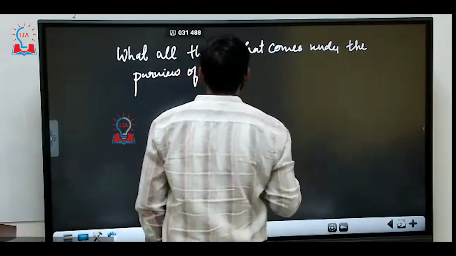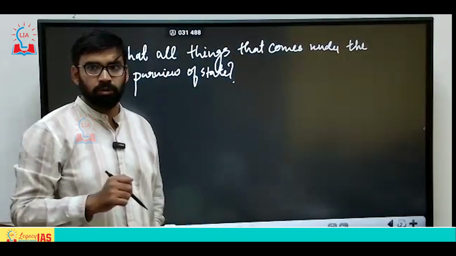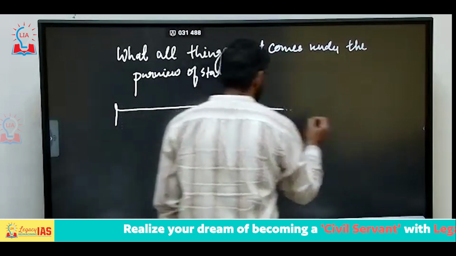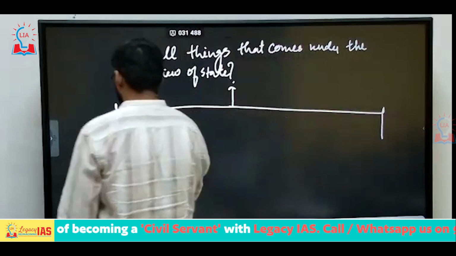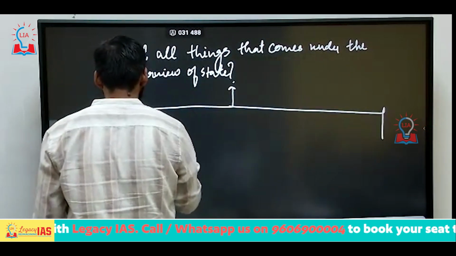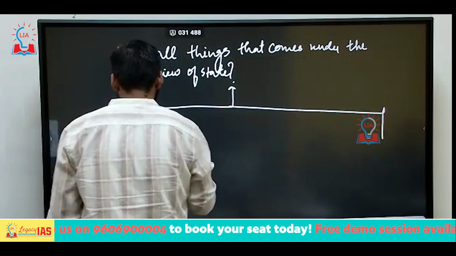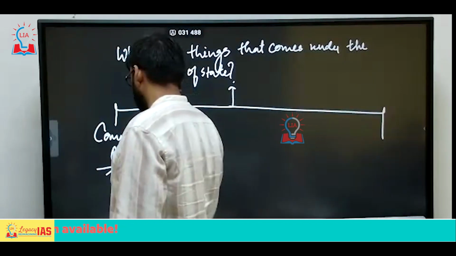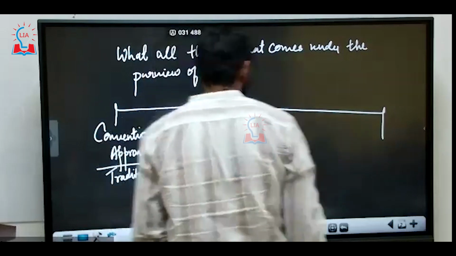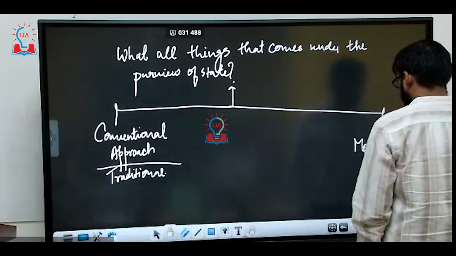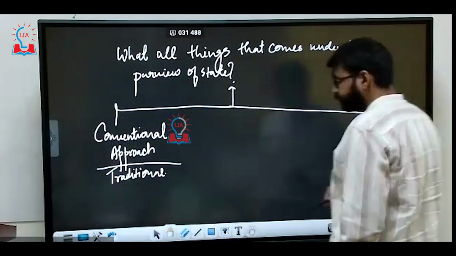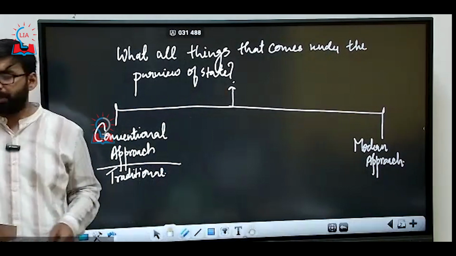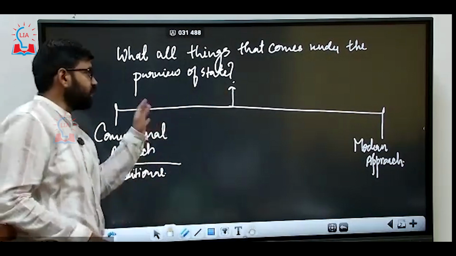Now the question here is, what all things come under the purview of state? There are 2 ways to understand the purview of state. One is conventional approach. Conventional approach means old approach, traditional approach. Another is modern approach. So basically there are 2 perspectives on the term state or political.